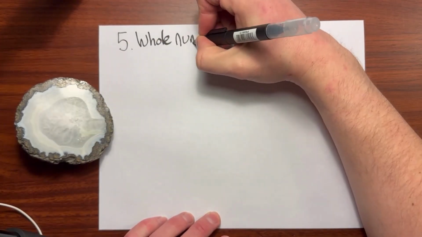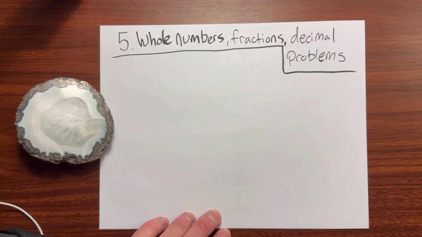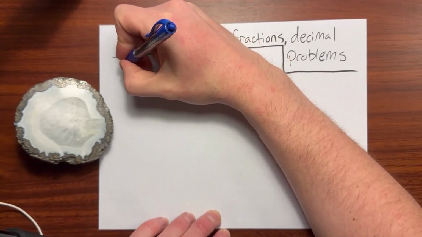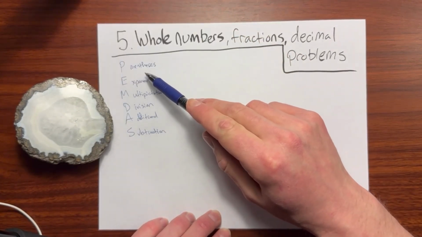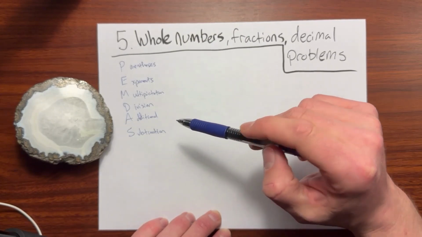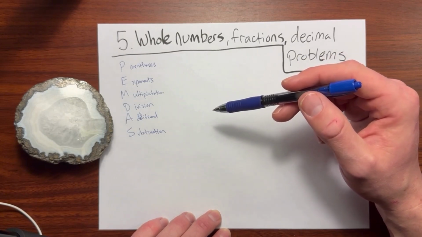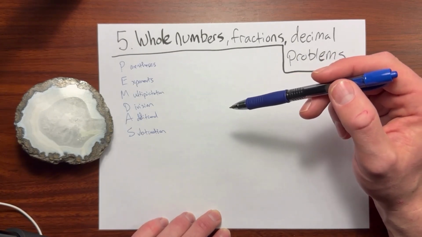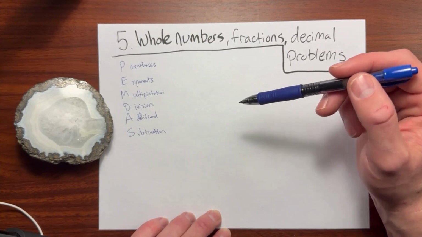Number 5, whole numbers, fractions, and decimal problems. These problems you're going to need to remember your PEMDAS, which is the order of operations: parentheses, exponents, multiplication, division, addition, and subtraction. If you need to review any of these order of operations steps, go ahead and take a look at the Khan Academy video titled Intro to Order of Operations.